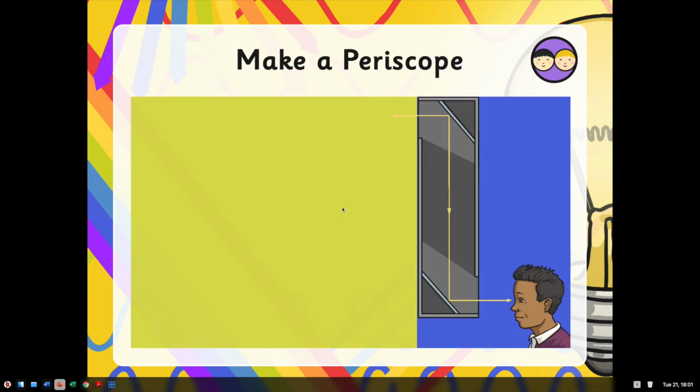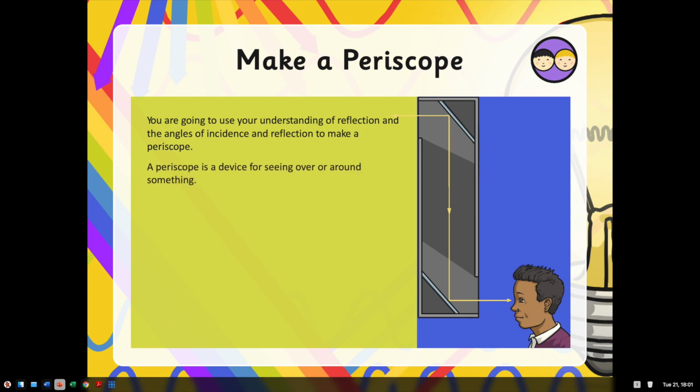Now you could use this to make a periscope. A periscope is what they used to have on submarines, and that allows them to see from lower down over a wall. They used to have it in World War I in the trenches too, so they could sit in the trench and see over into no man's land.